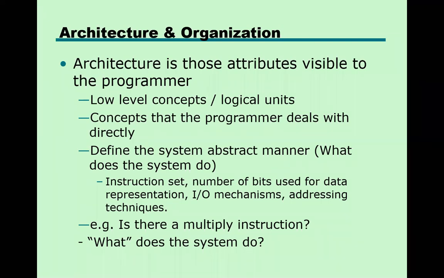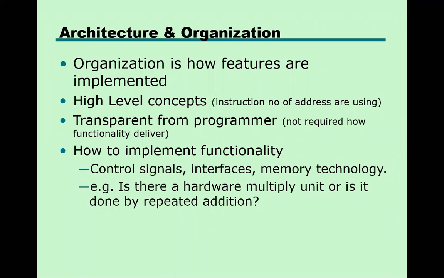So basically, whenever we are talking about the architecture, it means what does the system do? That comes in the architecture. So you have to remember architecture means what, and organization means how. Organization refers to the operational units and the interconnection between them to achieve the architectural specification. For example, in architecture, we have seen that if you want to multiply, yes, a multiplying instruction is there. But in organization, you will come to know how this multiply instruction is implemented.